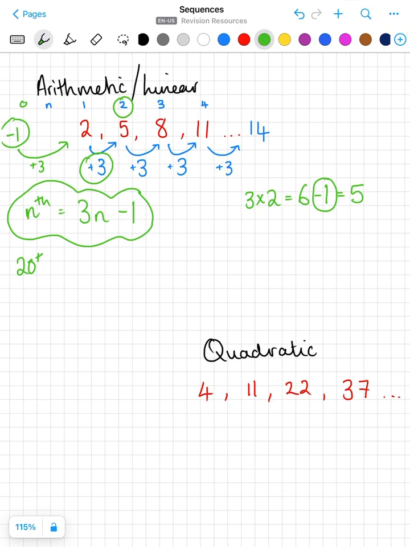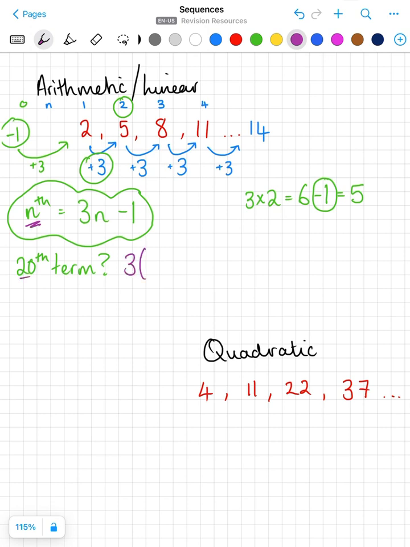What's the 20th term of this sequence? Now you've found the nth term, you can use that formula because we can then find the 20th term. So 3 times 20 minus 1. 3 times 20 is 60, take away 1 is 59.